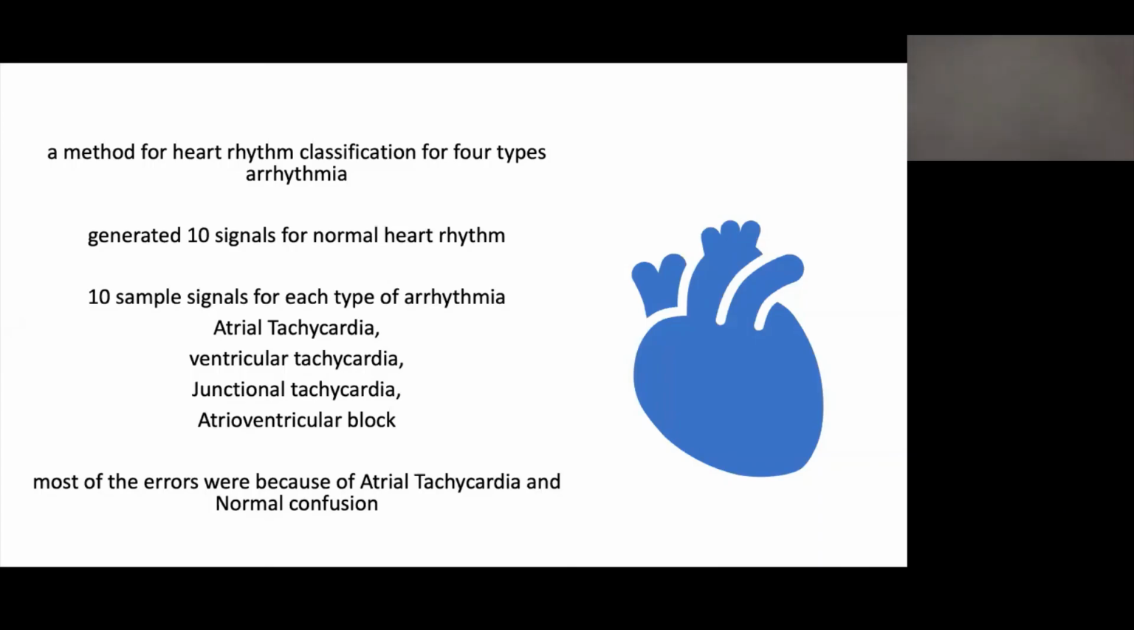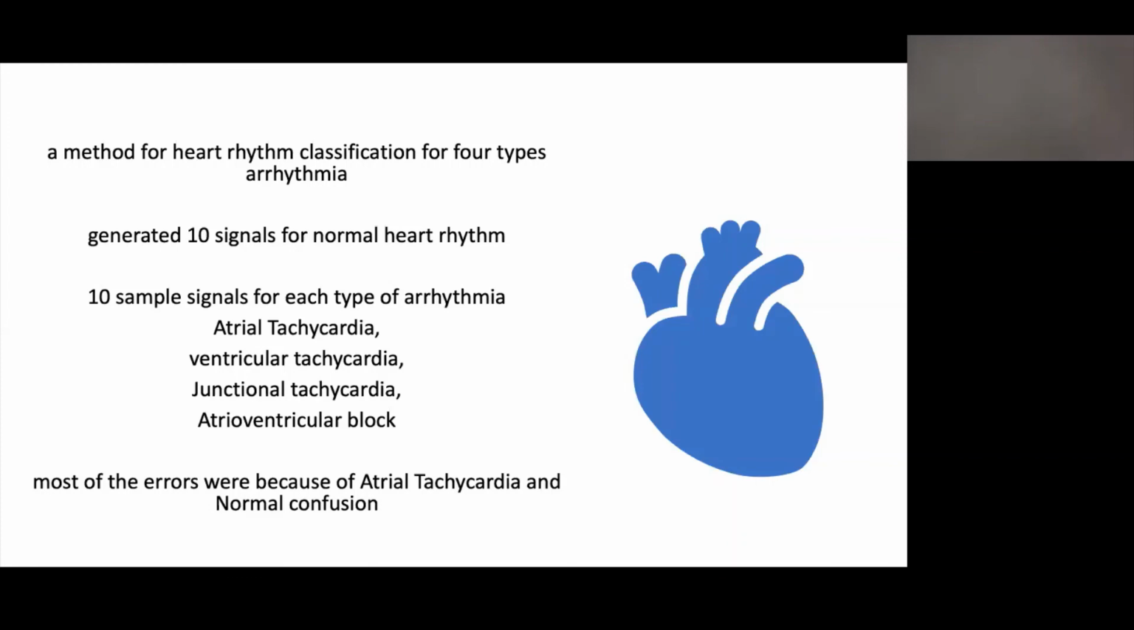Our plan for this project was to build a classifier to identify abnormal heart rhythm because of arrhythmia. In this project, we present a method of heart rhythm classification for 4 types of arrhythmia. We have generated 10 signals for the normal heart rhythm and 10 sample signals for each type of arrhythmia. The first one is atrial tachycardia, and the second one is ventricular tachycardia and junctional tachycardia. And the last one is atrial ventricular block.